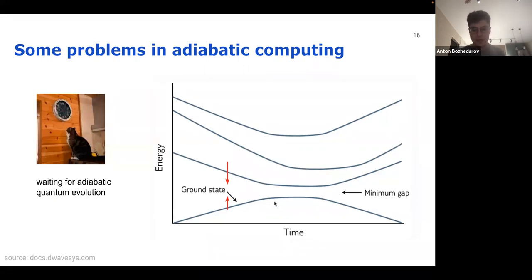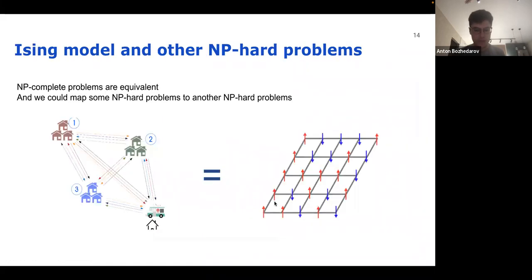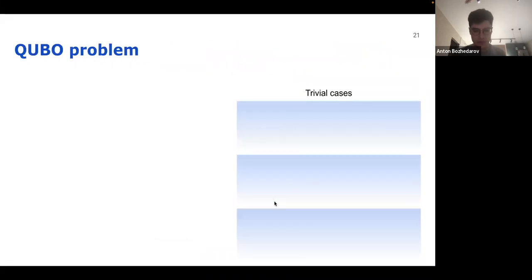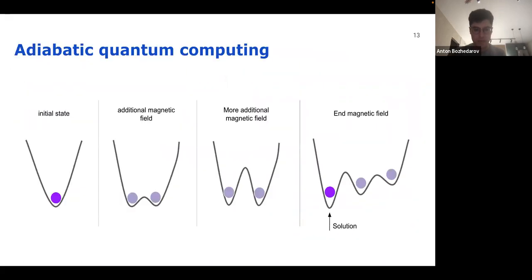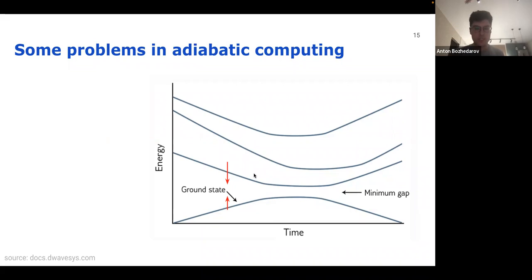Do we have some equation here? I'm afraid not. But in general, we start with some trivial example and go to exactly the problem that we would like to solve, the target Hamiltonian. And in the intermediate states, there is a gap between the ground state, the minimum energy state, and the first excited state of the system.